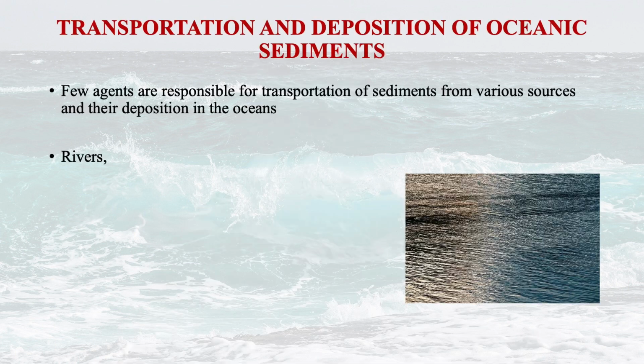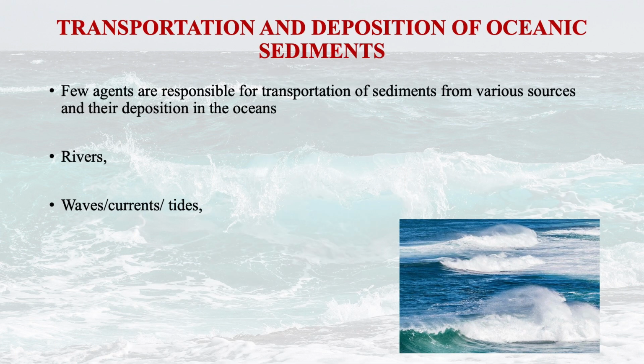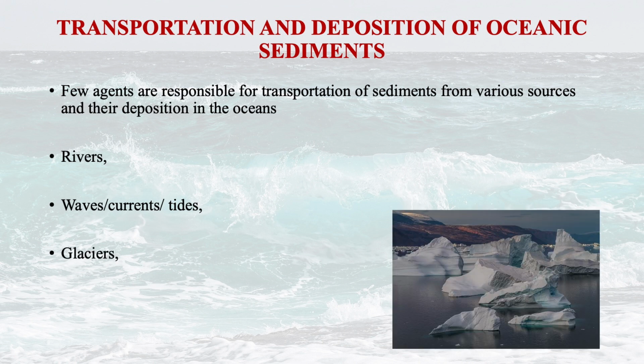Now let us study the transportation and deposition of ocean deposits. As I have been telling you in the previous video program also, and in this video program also, these ocean deposits are brought by various agents of erosion like rivers, waves, currents, tides, and glaciers, winds, etc. And they are deposited in different areas of the ocean. So this is nothing new. You have already studied these things in the block on lithosphere.